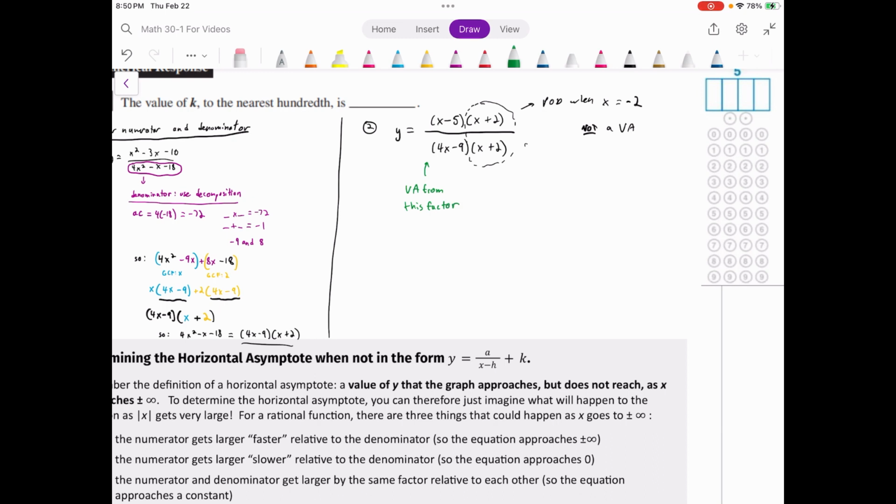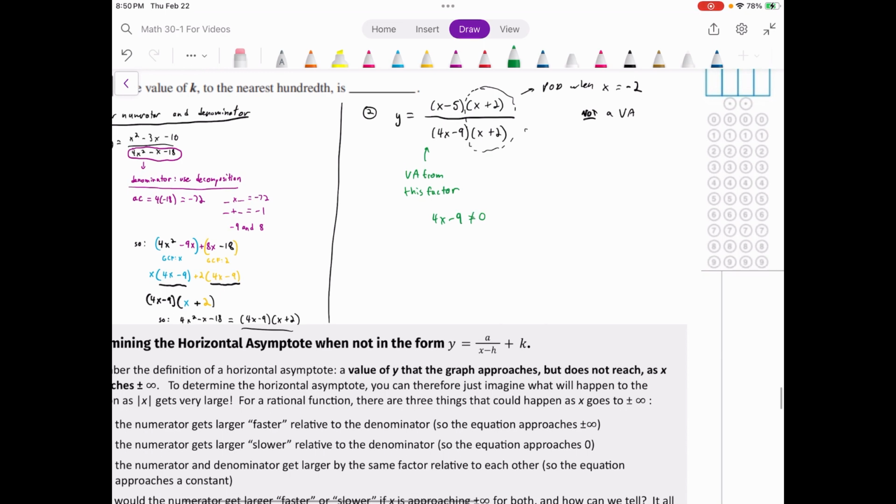So what does it tell us? It tells us that 4x minus 9 cannot equal 0, right? And therefore 4x cannot equal 9. Divide both sides by 4, we get that x cannot equal 9 over 4. We're going to have a vertical asymptote at x equals 9 over 4. X can approach 9 over 4, but it can never actually reach it.